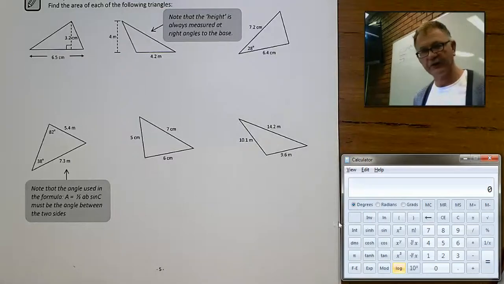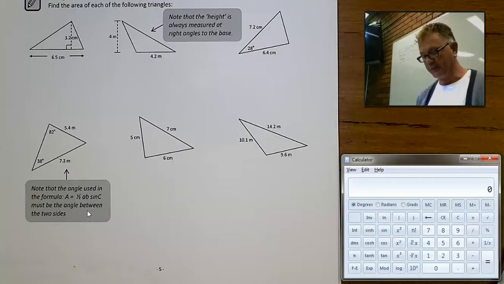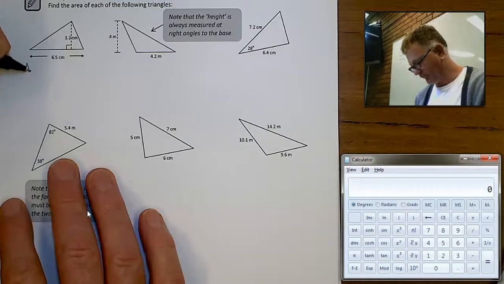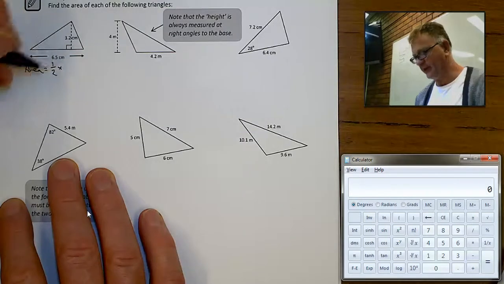We're doing some questions here which involve us working out the area of triangles. Now there's three different formulas you can use for working out the area of a triangle. The one that we've probably been most used to is the area of a triangle equals a half times the base times the height.